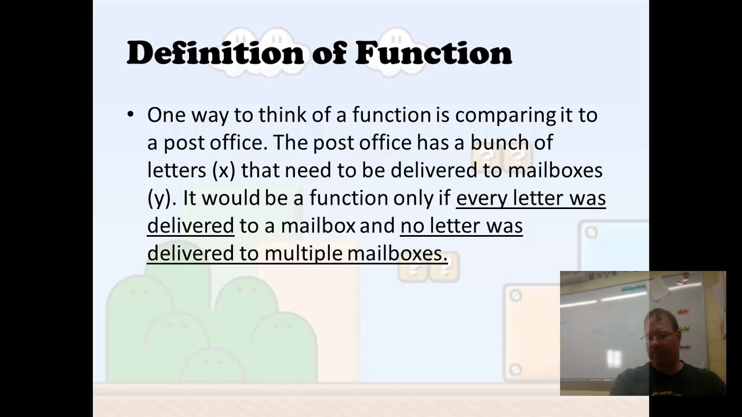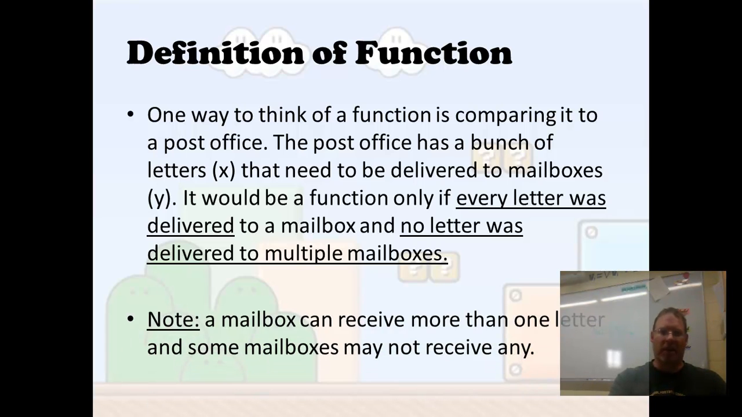Okay? It would act as a function only if every single letter ended up delivered to a mailbox and no letter was delivered to multiple mailboxes, which should make sense because I'm not talking about things like junk mail where everybody gets one. I'm talking about one specific letter cannot be delivered to more than one mailbox. Okay, and in addition to that, you should know that a mailbox could receive more than one letter, and some mailboxes may not get any letters at all. Okay, so this will all kind of make sense as we go through the characteristics.